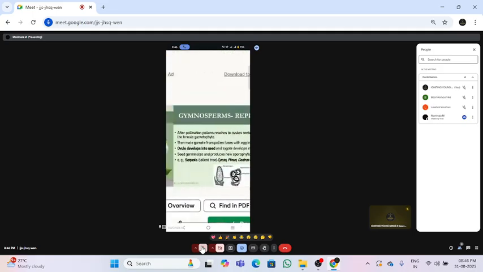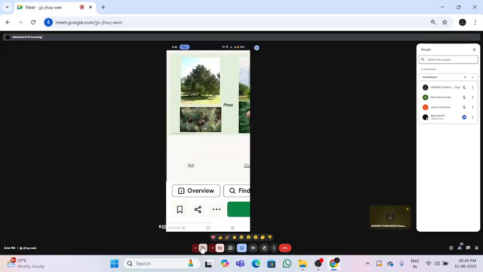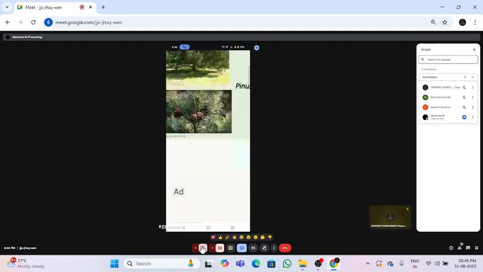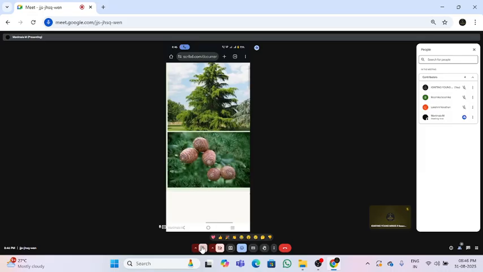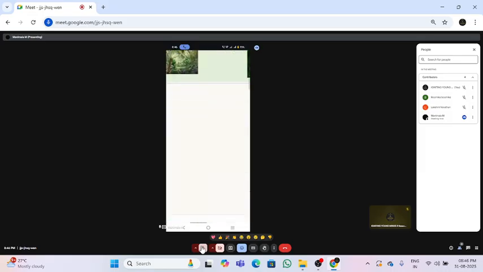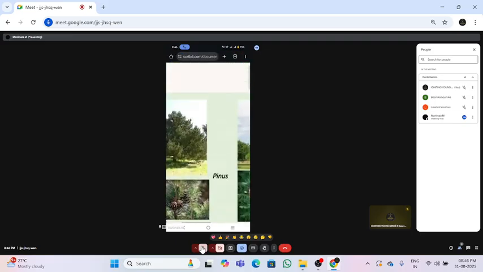So this is gymnosperm reproduction. Next, these are some pictures of gymnosperms: Gnetum, Cycas, and Pinus plants. See, these are different types of Pinus plants.